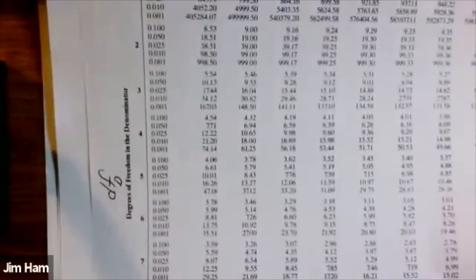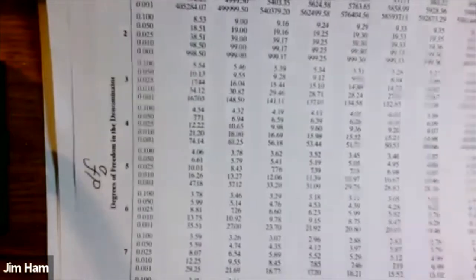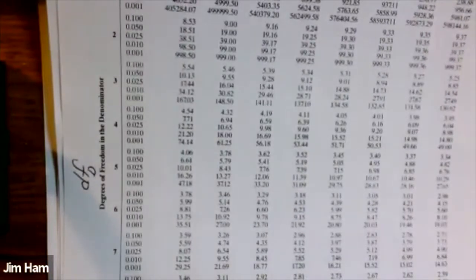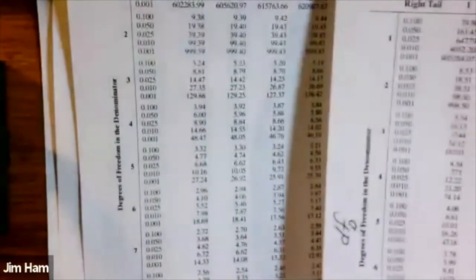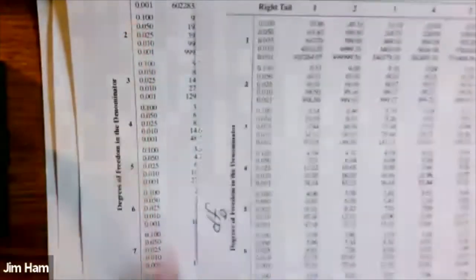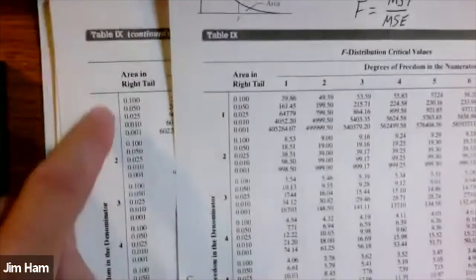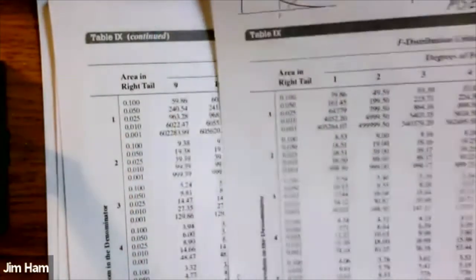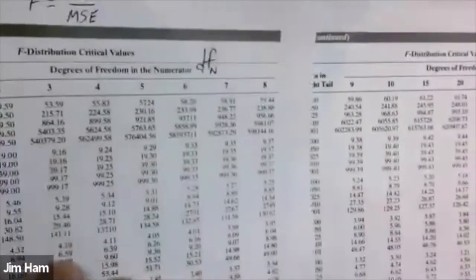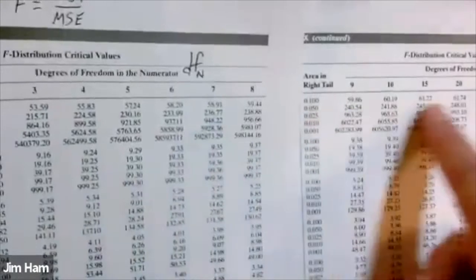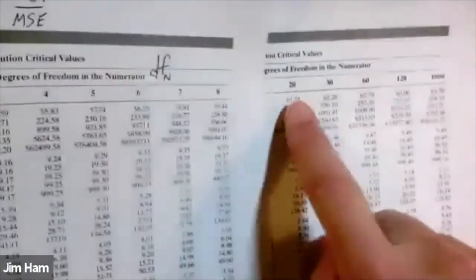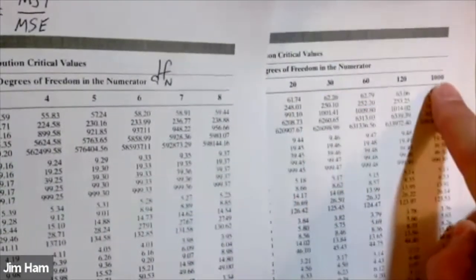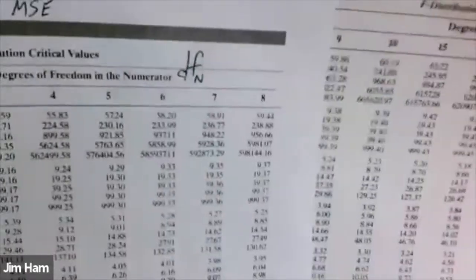It's actually, if you put all 4 of them together in different quadrants, you would have just a really big table. But you can see that in the second page, the degrees of freedom in the denominator are the same. But the degrees of freedom in the numerator continues from 1, 2, 3, 4, 5, 6, 7, 8, 9, 10, and then eventually it starts jumping by much more until you get 1,000. So that's the first 2 pages.